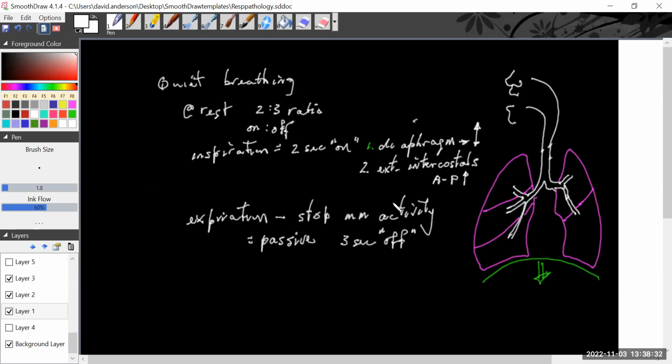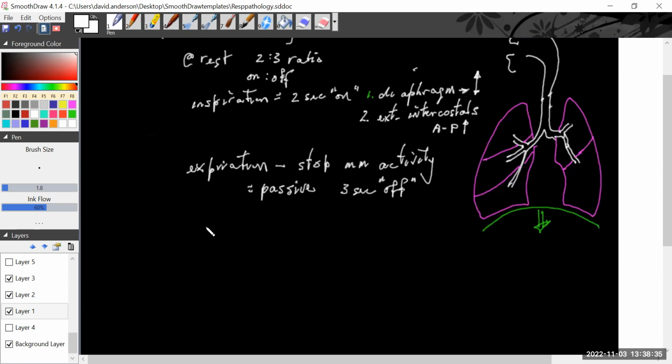Okay, now I picked seconds just because at rest, respirations are probably somewhere between 12 and 16 per minute. If we do our 2 second, 3 second ratio, that's 5 seconds, that's 12, right? 5 times 12 is 60. So that fits this ratio. If we're breathing at rest a little closer to 16, the ratio remains 2 to 3, but it wouldn't be 2 full seconds or 3 full seconds. Everybody follow me on that?